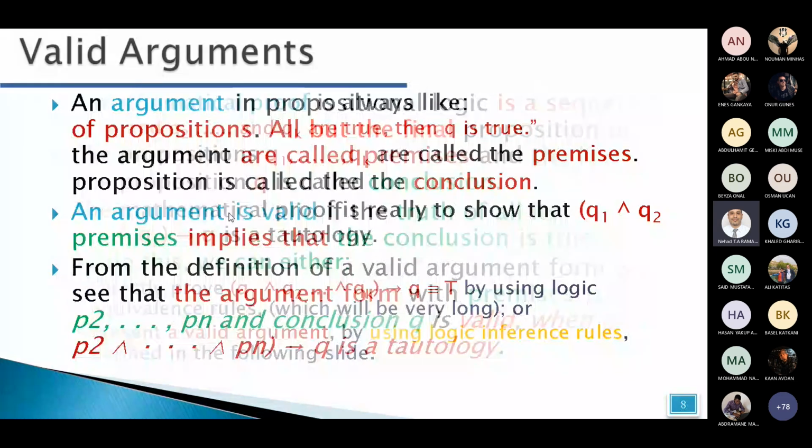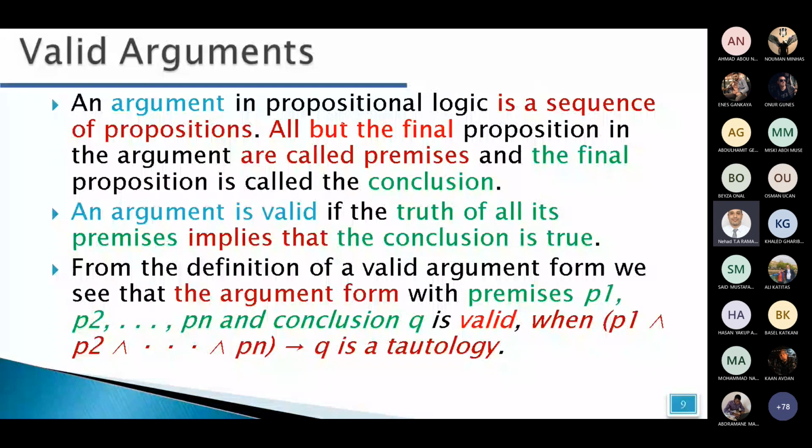What's the meaning of valid argument? A valid argument is a logical statement in propositional logic that has a sequence of propositions. All but the final one are called the premises, and the final one is called the conclusion. So this is the argument. An argument is valid when it is always true.